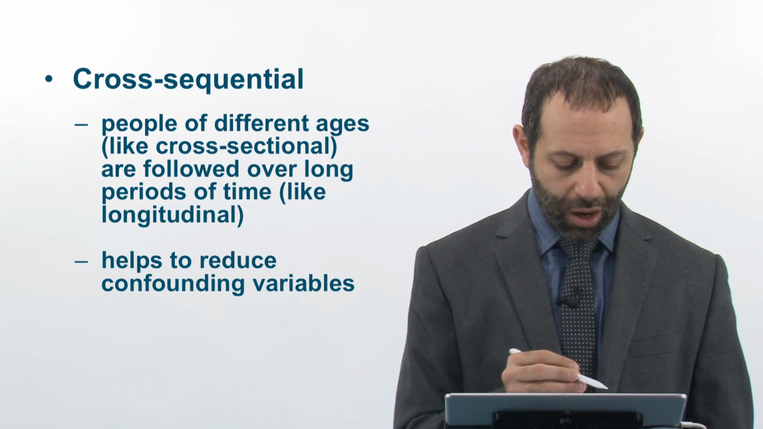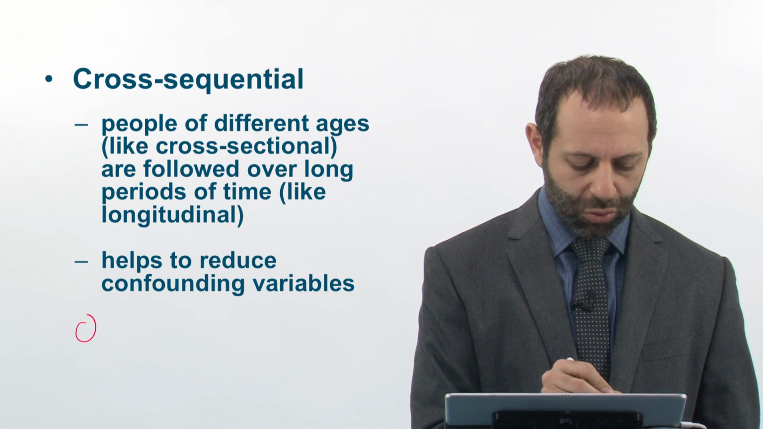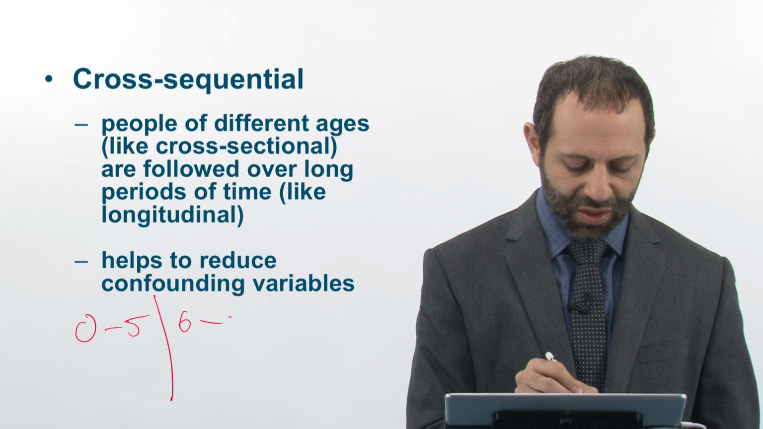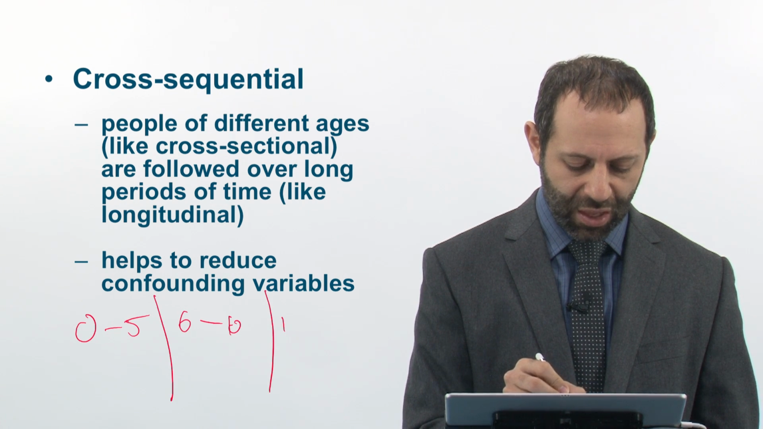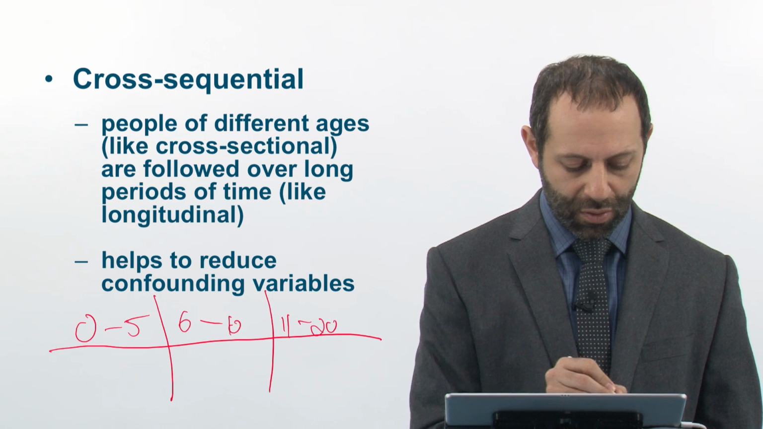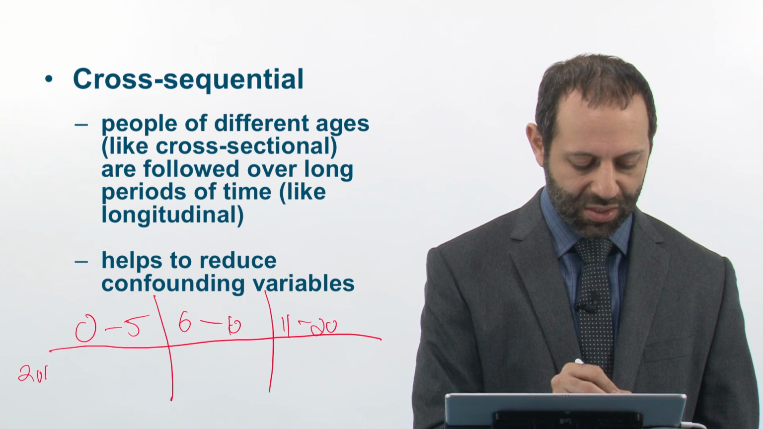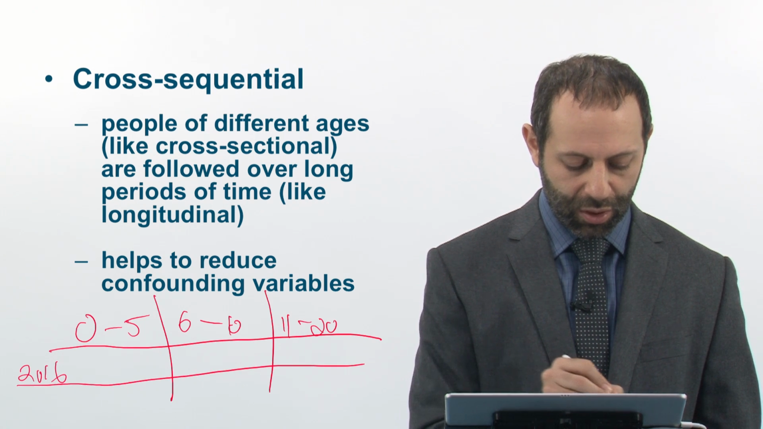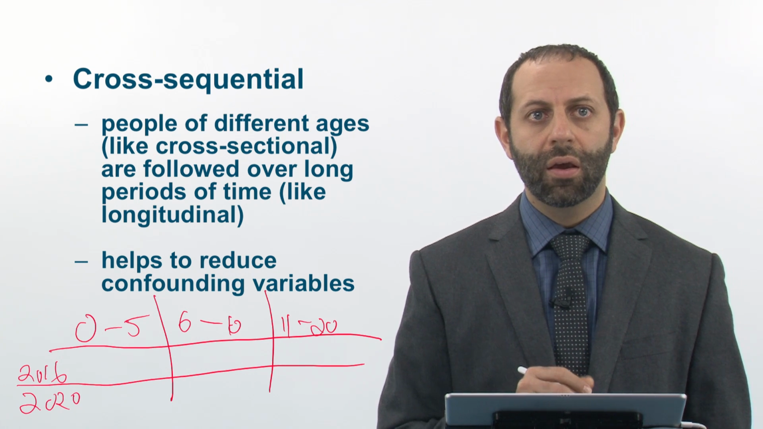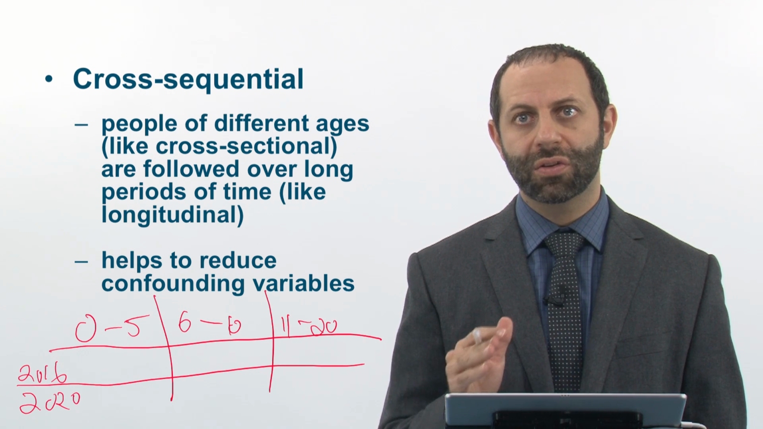So I might take a group right now who is 0 to 5 years old, and then a group who is 6 till 10, and then a group that's 11 till 20, and so on and so forth. And then I'm going to compare them in the year of 2016, and then I want to compare them at 2020, and so on. And I'm going to see how they track over time.